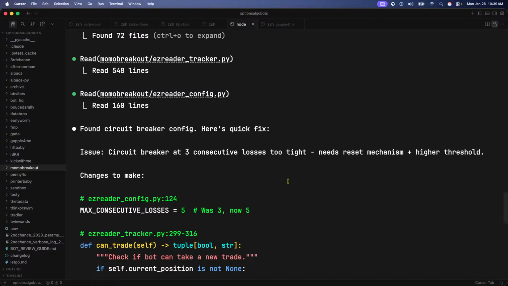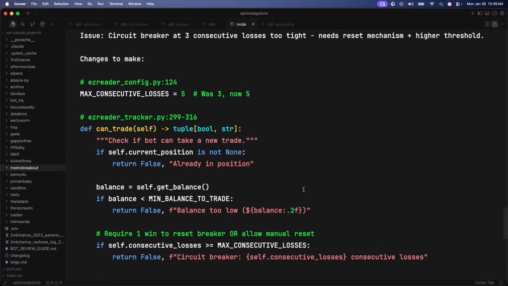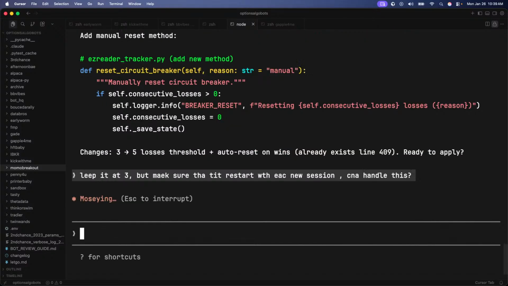All right, I'm doing two things at once. My fault. Circuit breaker at 30, lost, new type. Need a restart mechanism. Okay. Keep it at 3, but make sure that it restarts with each new session. Can handle this. All right, here we go. We got another position open.